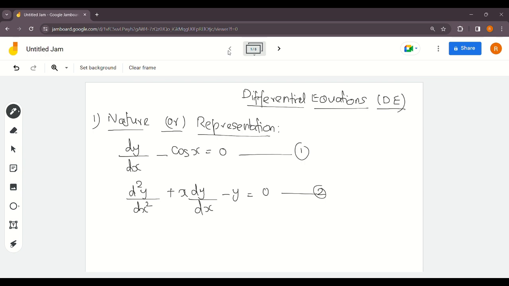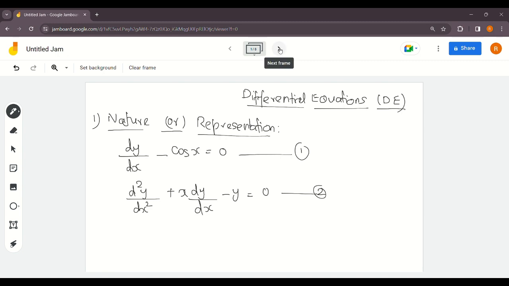So now in this chapter, it is a very simple chapter. You have got some topics. First is representation of a differential equation. So I have given you two equations. So dy by dx minus cos x equal to 0. Mainly equation, everybody would be well aware of what is an equation, which has a left hand side and right hand side. So anything connected by a derivative in any one of the LHS or the RHS, that is called a differential equation. So dy by dx minus cos x equal to 0, or d square y by dx square plus x dy by dx minus y equal to 0. So I am naming this as equation 1 and equation 2.